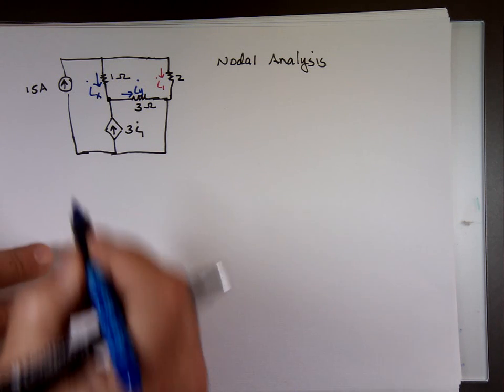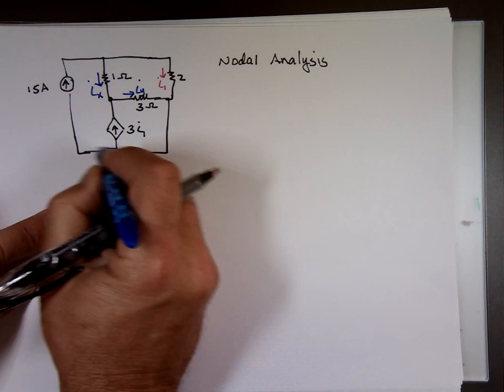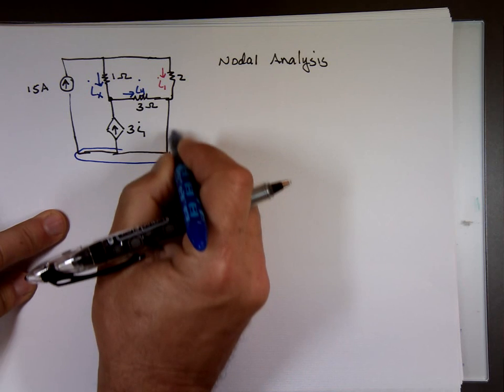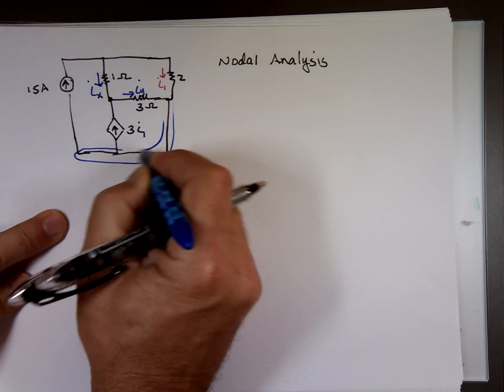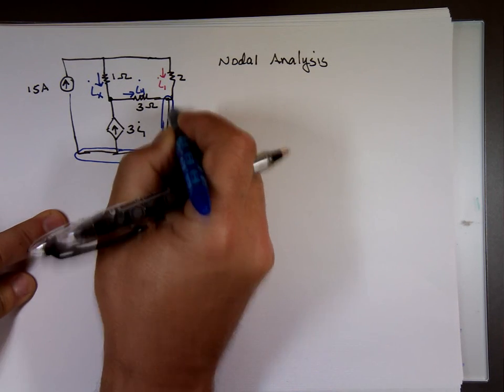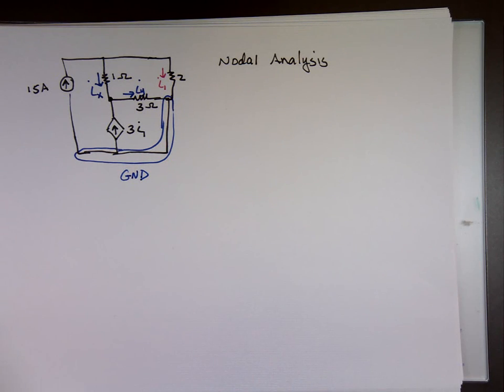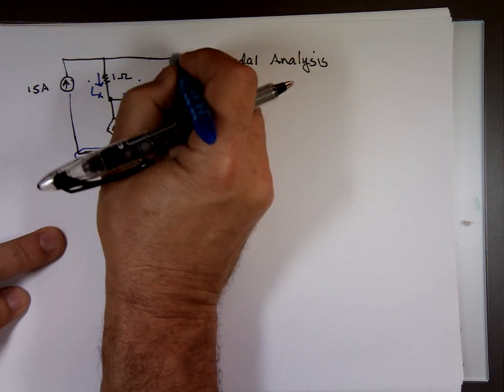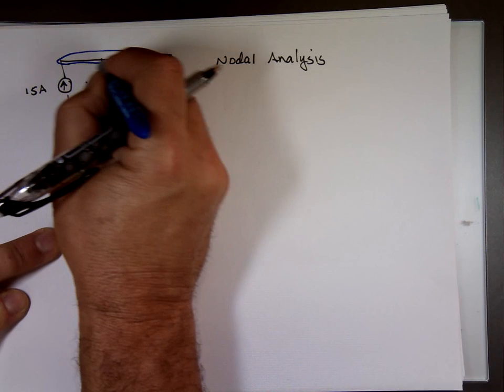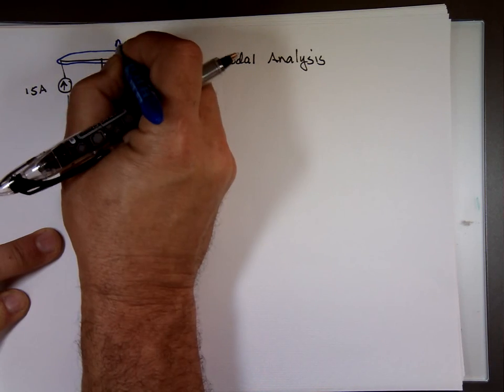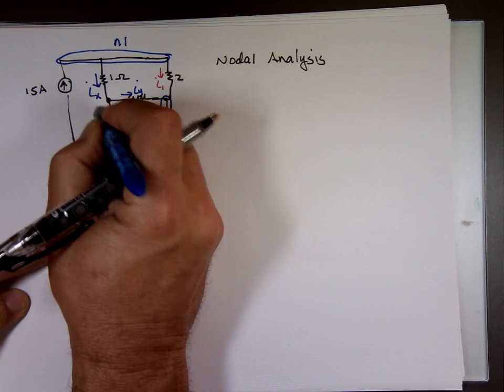Now, if I count this as the ground, notice the whole thing is the ground, including this point. That's the ground. I only have how many nodes? 2 of them. This is node 1, and this one is node 2.